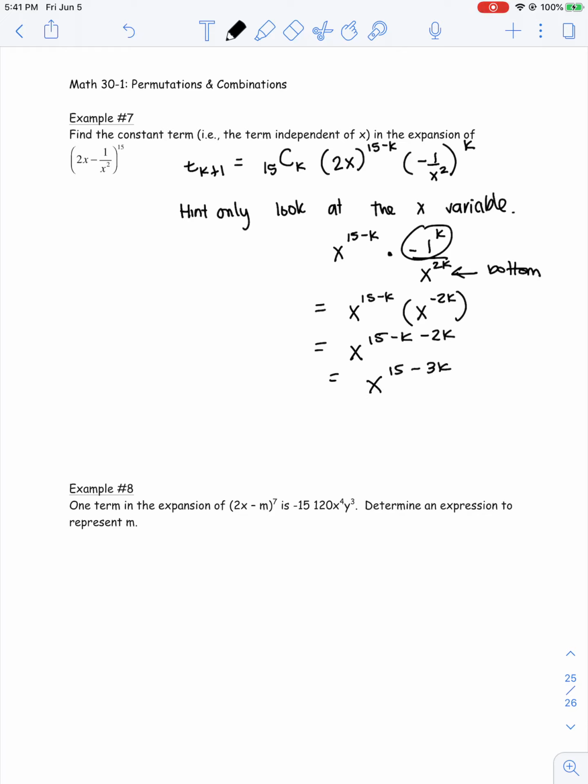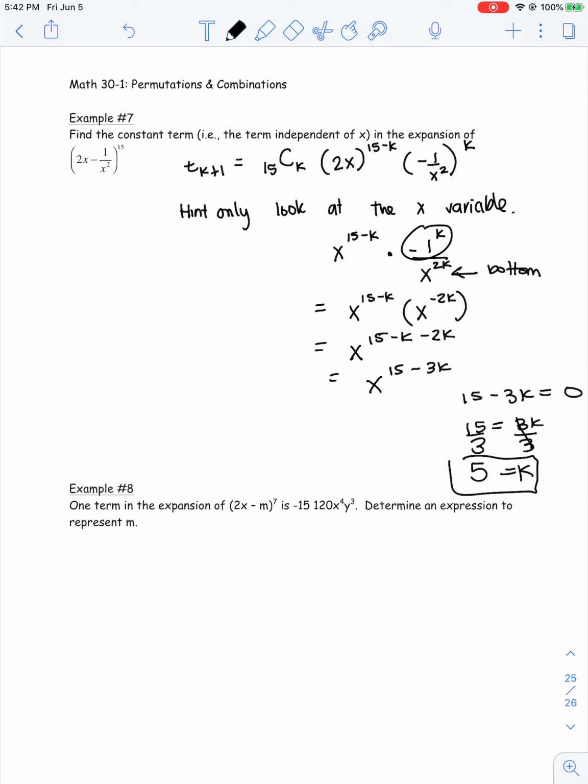Well, we're trying to figure out when that power equals 0. So we're going to take 15 minus 3k equaling 0 and solve for k. What k value would make that happen? If I bring that negative 3k to the right side, it becomes positive 3k. Then divide by 3 on both sides, and you'll see that k is equal to 5, and that's the only way that variable of x will disappear and become 1. We want that whole variable to go away for it to be a constant term with no variables.